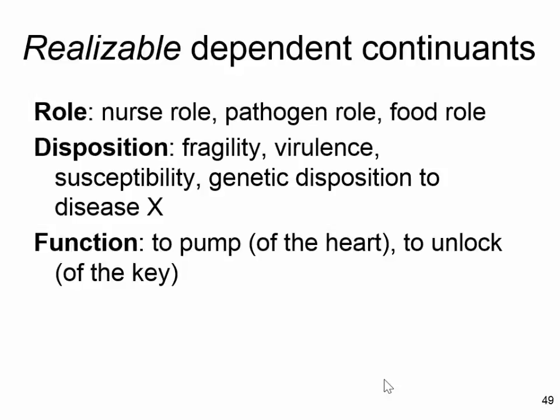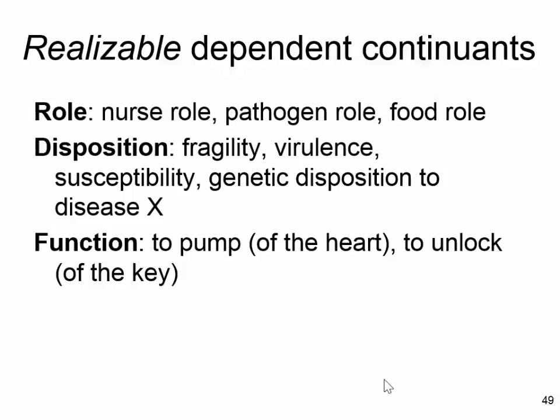Dispositions are, I think, pretty clear. So the disposition of a glyph to break the fragility may or may not be realized depending on whether you break the glyph. A risk factor in a disease represents some kind of disposition on the part of the bearer of that risk factor to get that disease. And then functions we've already talked about.